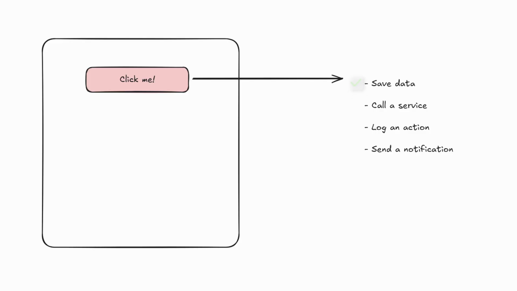Let's talk about the real problem. In most apps, a button click does a lot. It sometimes saves data, calls a service, logs an action, sends a notification, and usually all of that logic lives right inside the click handler, which means the UI knows business logic. There is no easy undo that you can do. There is no way to queue or replay actions, and then this code gets harder every sprint.